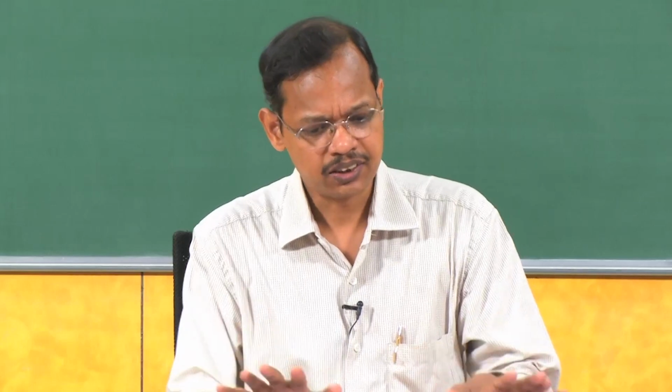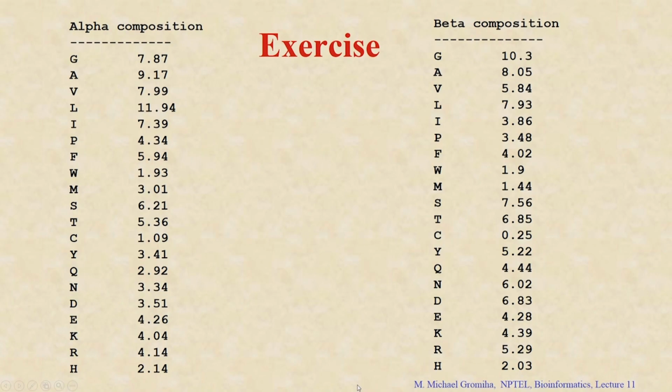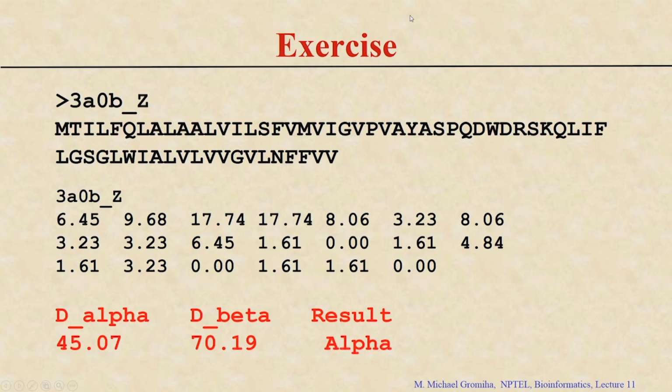I have a question. So, this is the data. I have the composition for alpha, I have the composition for beta. I have two values, this alpha composition and this beta composition. So, now I have a question: I give this sequence, I want to know whether this belongs to alpha or beta. How to proceed, what to do?